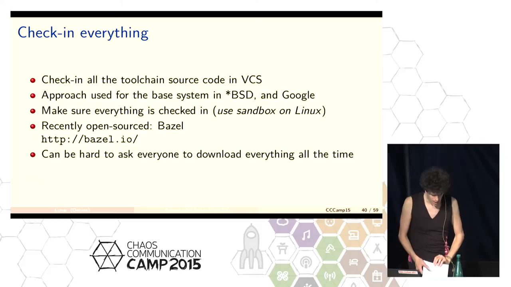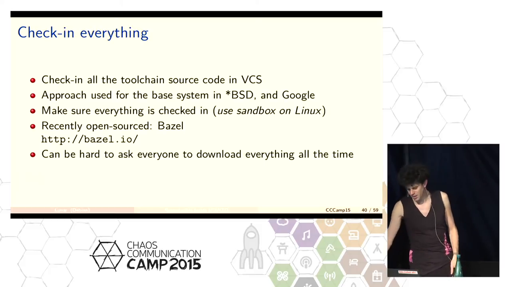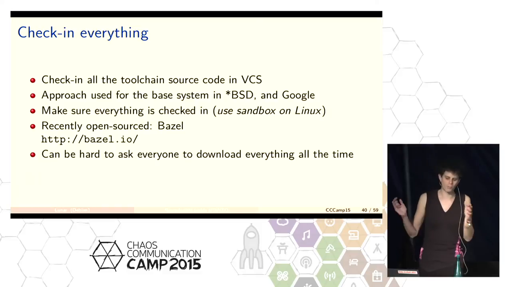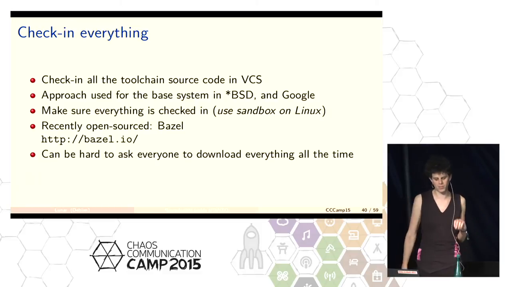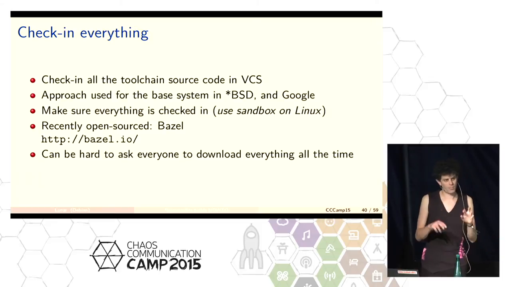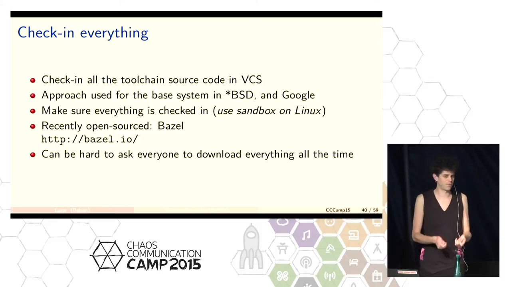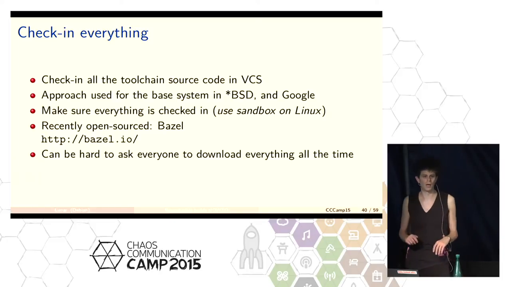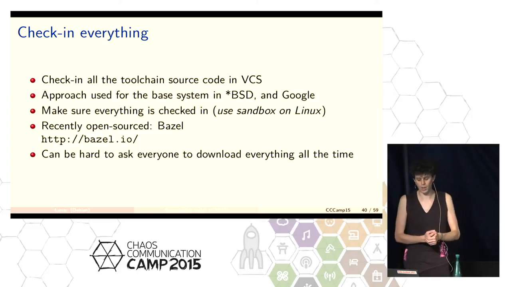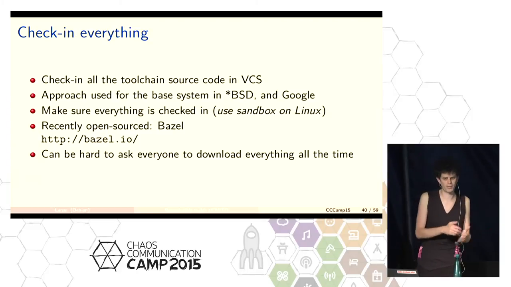The problem is that there are volatile inputs, and I told you that no volatile inputs is better. So one way is just to check in everything in your version control system. This is the approach used by FreeBSD. When you type make world, it will start to build the compiler first and then rebuild everything in the base software using that compiler that it just built.